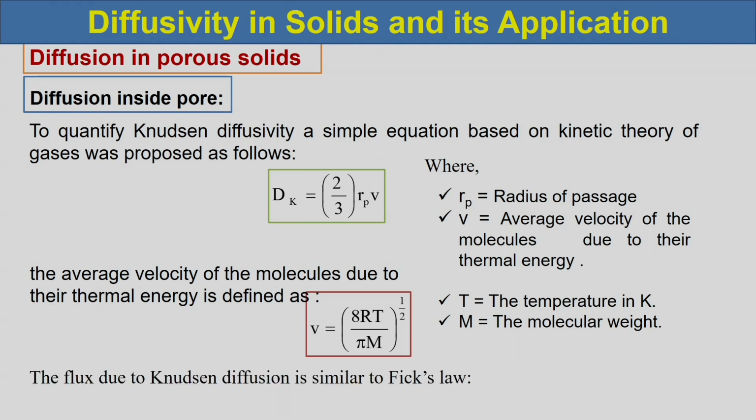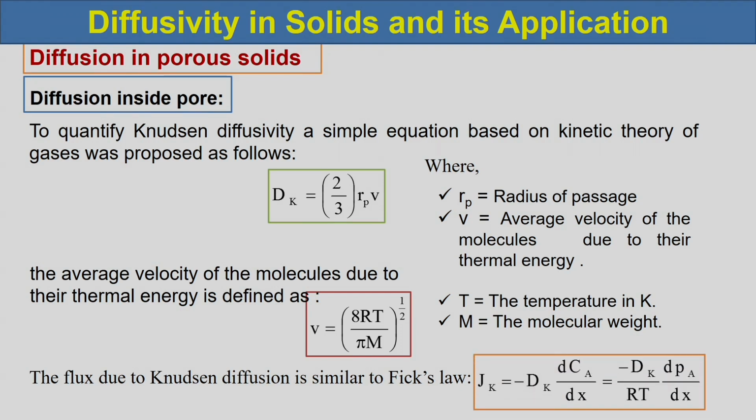The flux due to Knudsen diffusion is similar to Fick's law, and we can write J_K would be equal to minus D_K dC_A/dx, which would be equal to minus D_K/RT into dP_A/dx.